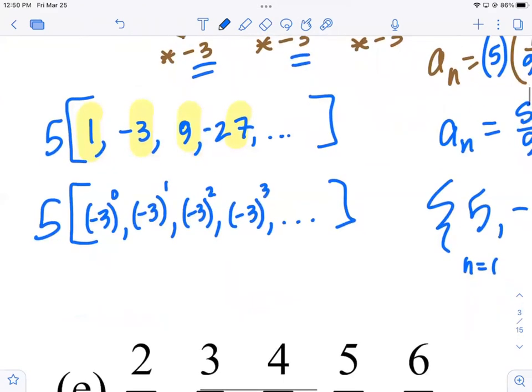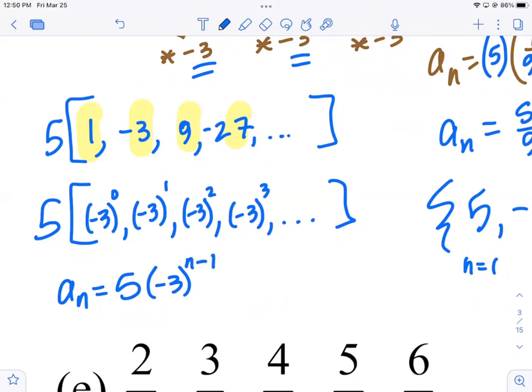And now all we have to do is make our adjustment. All right. So a sub n, there is going to be a 5 there. And now it's going to be -3. But if I just put an n there, that's not going to work. I want, when n is 1, I want the exponent to be 0. So what do I do to the exponent just to make it one smaller?